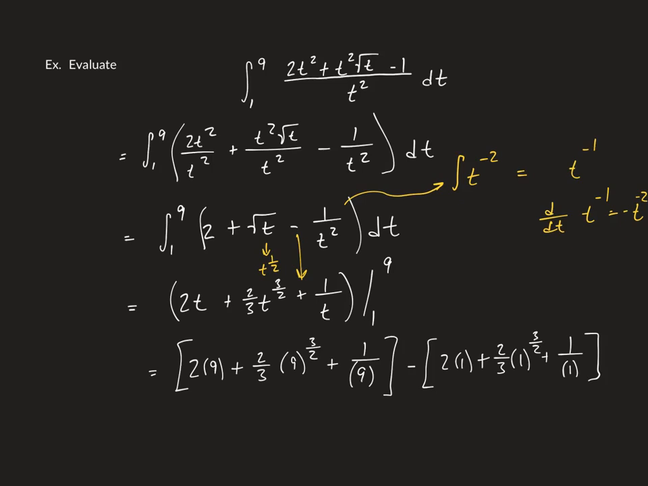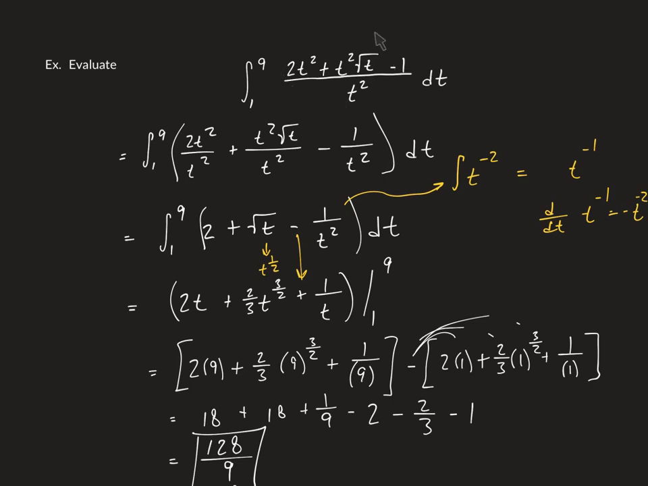So this is what that looks like once I've plugged in my 1 and my 9, and all of these terms are going to look a little nicer once I actually evaluate them. So 2 times 9 is 18 plus, and 9 to the 3/2 times 2/3 ends up being 18 as well, plus 1/9, all right, minus 2, and I'm just going to distribute that negative to each of these terms, minus 2/3 and minus 1. And so I'm going to use a calculator now just to simplify this really quickly, and I'll write it as a fraction. 1/28 ninths ends up being the area under this curve between 1 and 9.